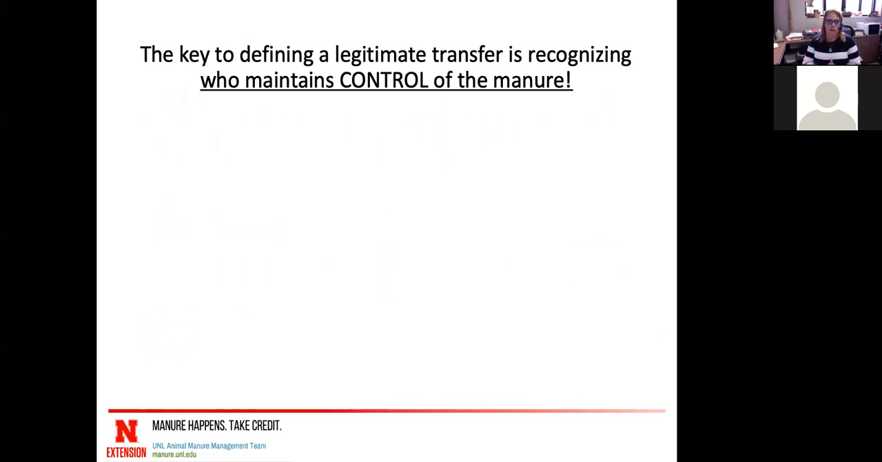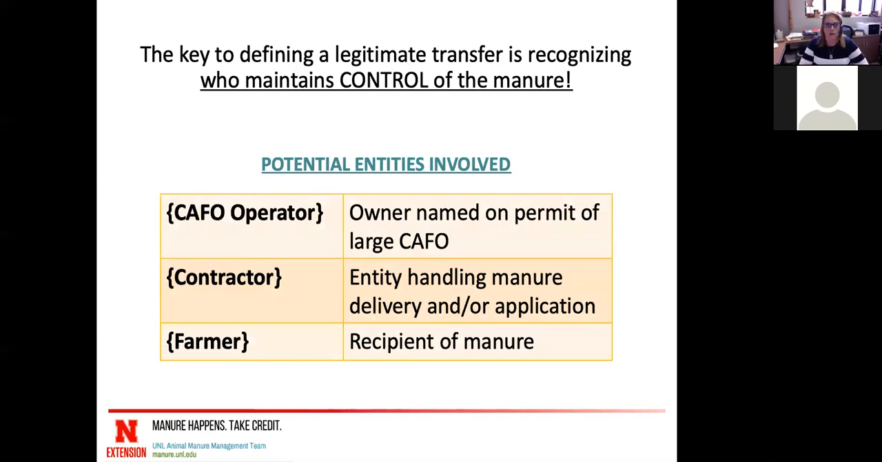The key point that I want to drive home is that determining whether or not the movement of manure is officially, by regulatory definition, a transfer comes down to recognizing who has control of the manure. In the scenarios that I'm going to share in a little bit, we'll think about three different entities that could be involved. The CAFO operator is the person who owns the livestock. They're listed on the permit, so they have initial possession of that manure as a product from their farm.